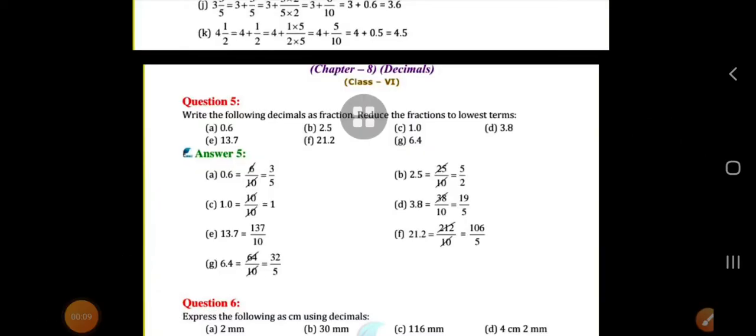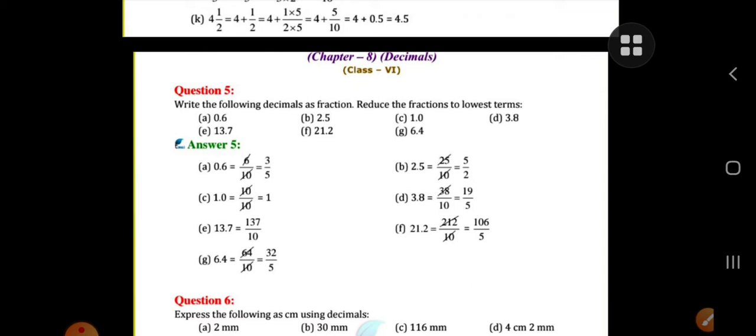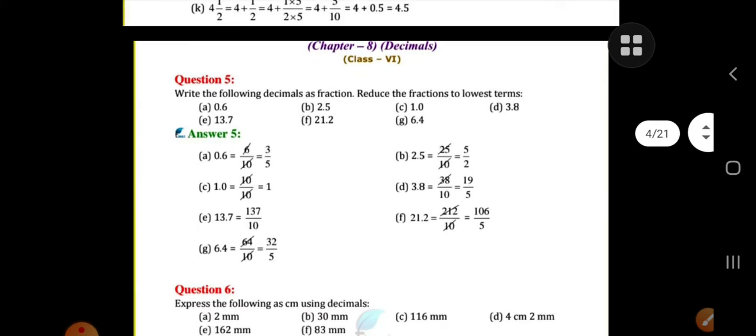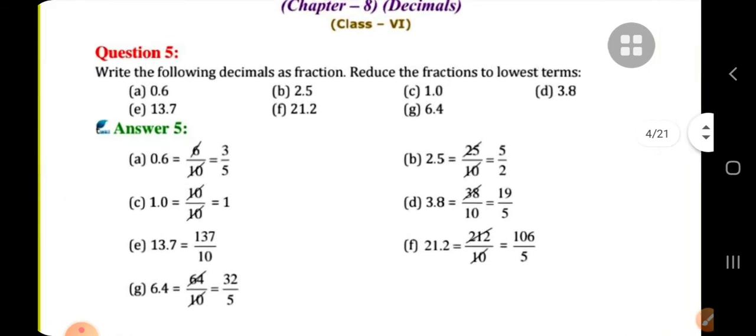Okay, in this exercise 8.1, now question number 5. Up to 4, it's completed. Write the following decimals as fractions. Reduce the fractions to lowest terms. Decimals are given, you have to convert these decimals into fractions.